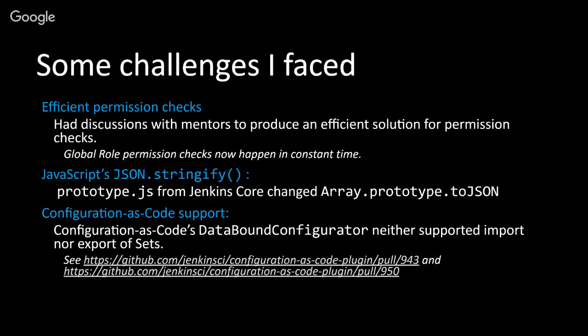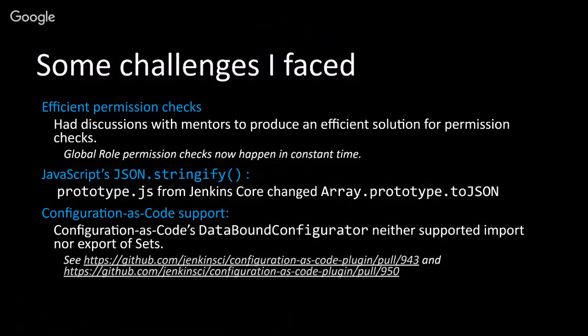Another thing that I wasted a full day on was trying to get JavaScript's JSON.stringify to work. What was happening was prototype.js from Jenkins code changed the array prototype to JSON, and it was giving some garbage values, and we were not able to exchange the data with the Jenkins server. And finally, there were some issues with configuration as code not supporting sets. There are two pull requests there. One of them is still a work in progress.